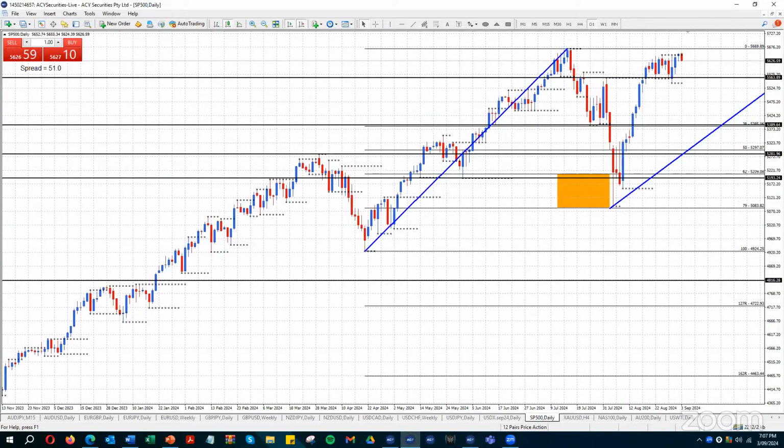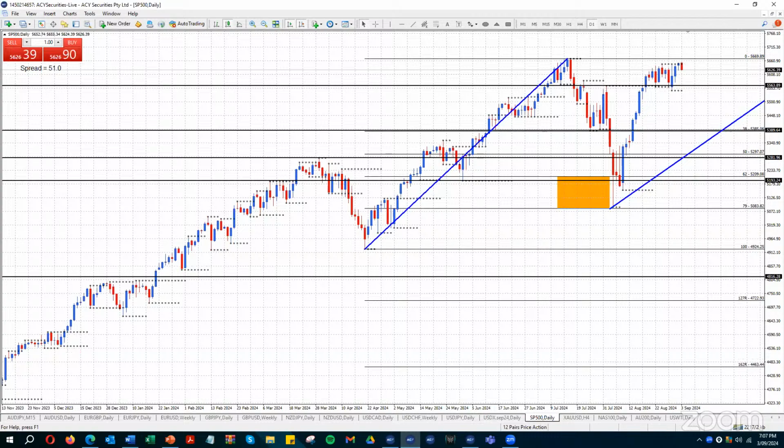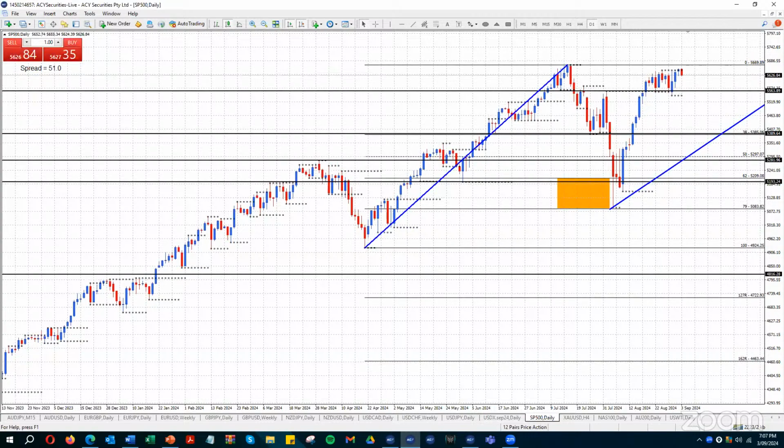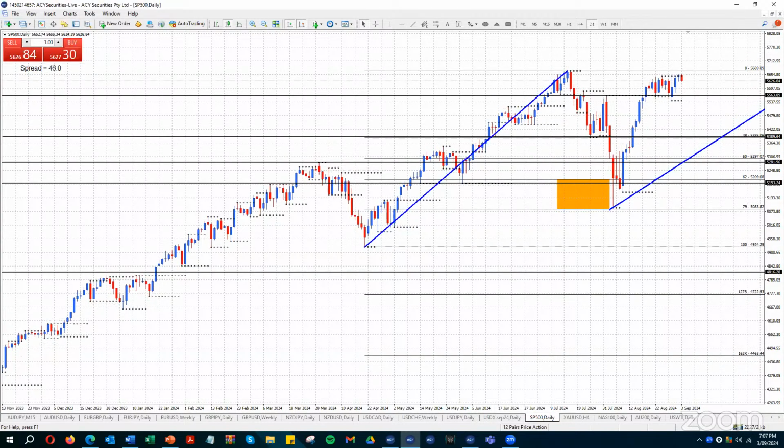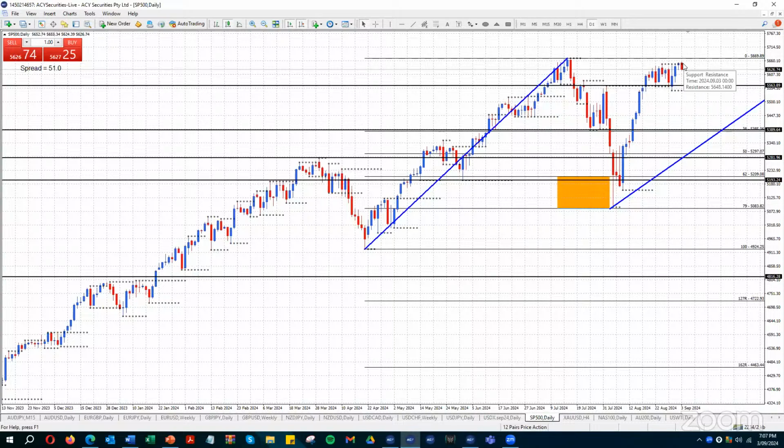On the day chart here, it's not the best area to be a buyer at the moment because we're obviously getting very close to the all-time high. But from a trend perspective, that is a fresh high. So we may pull back within this range at the moment.